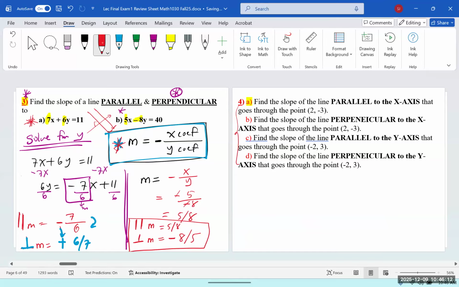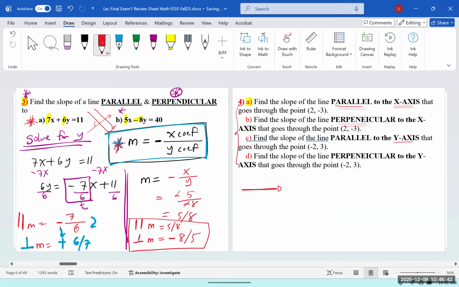Sometimes they ask for parallel, sometimes they ask for perpendicular, sometimes they ask for the x-axis, sometimes they work with the y-axis. So it's a combination of these. Which one you will see, I don't know. So let me go over all four. The first one says, find the slope of the line parallel to the x-axis. So all you have to do is draw your x-axis and draw a parallel line.